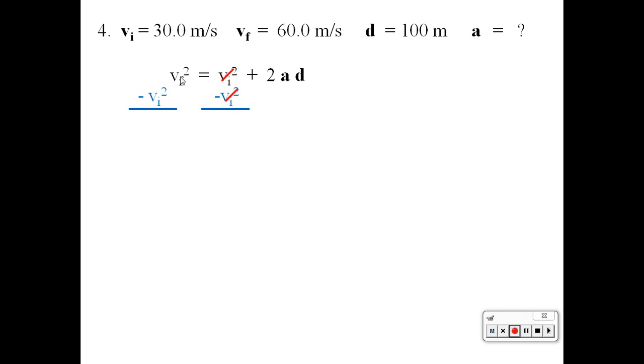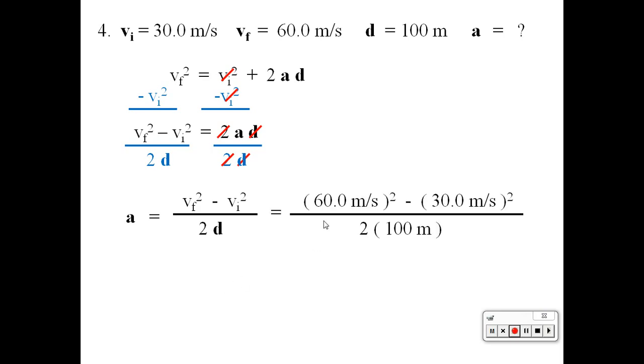The left-hand side becomes v_f squared minus v_i squared is equal to 2 times a times d. We want to solve for a, so we need to get rid of the 2 and the d, and we can do that by dividing both sides by the 2 and the d. Over on the right-hand side, the 2's and the d's cancel out. We're left with a = (v_f squared - v_i squared) over 2d.